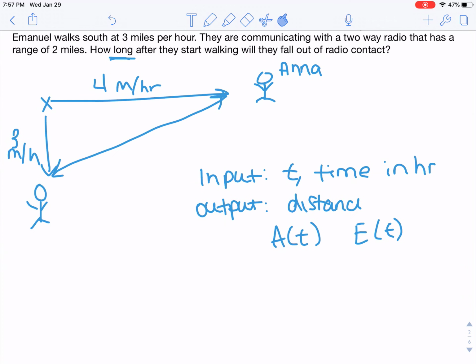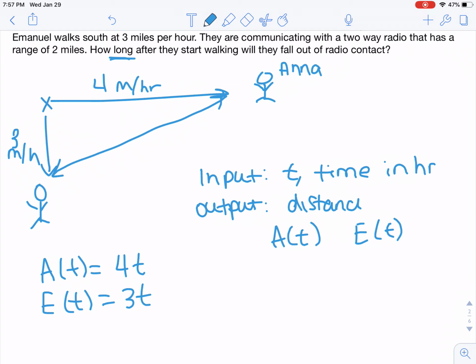So Anna, she's going 4 miles per hour. So that's 4t. Her equation is 4t. And she starts at 0, so plus 0, I guess. And Emmanuel is going 3 miles per hour. So 3 times t. Okay?